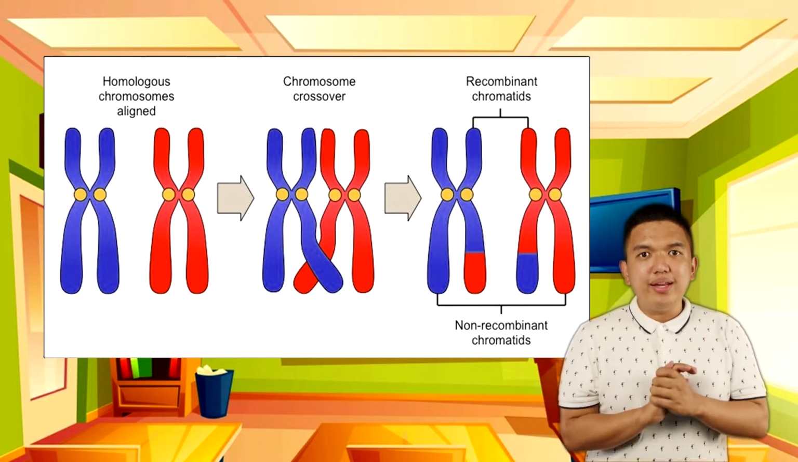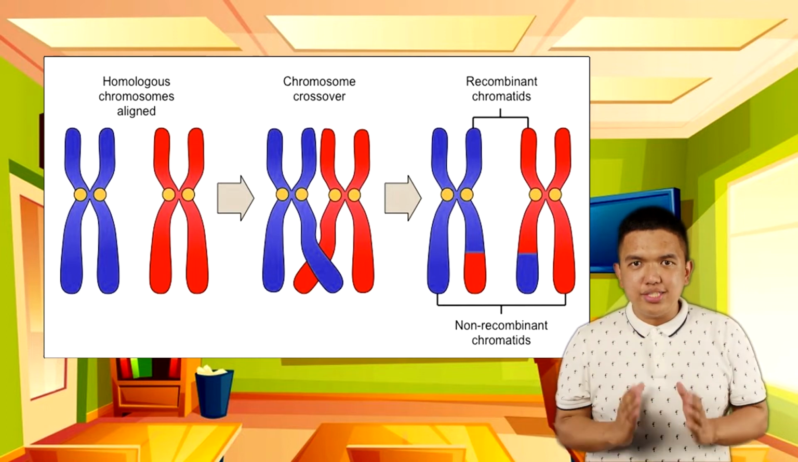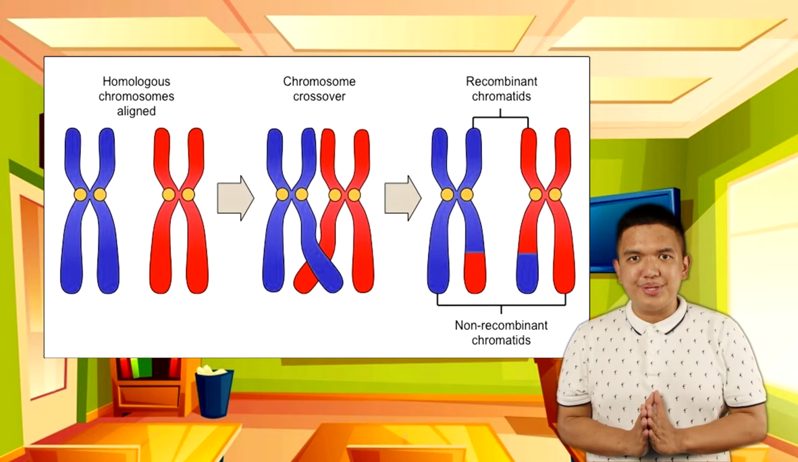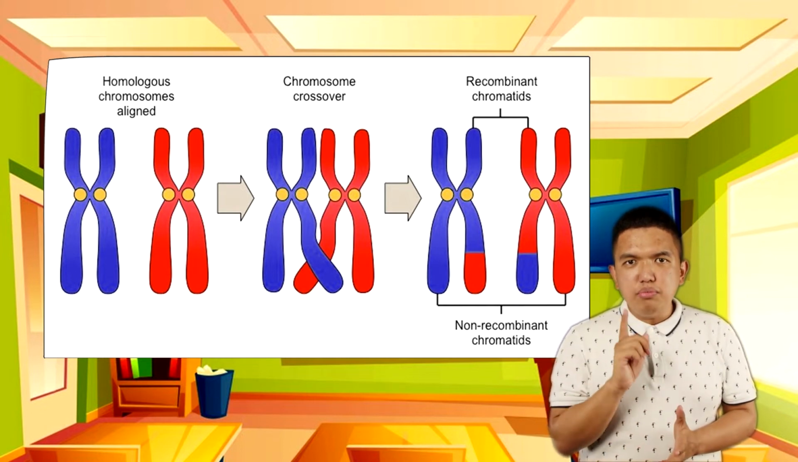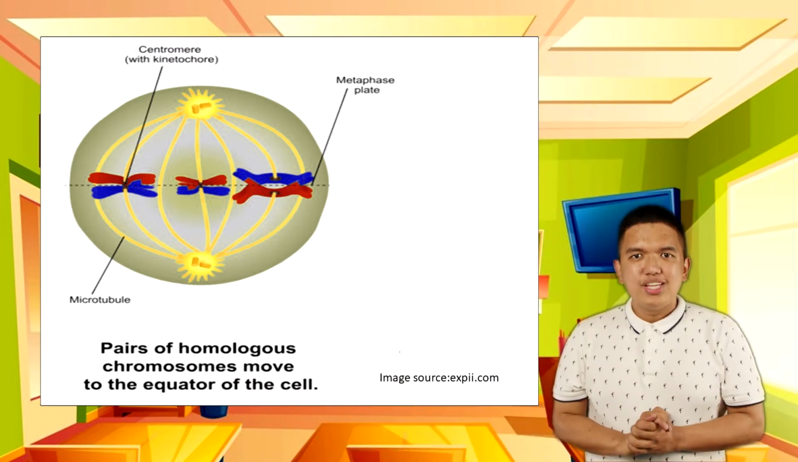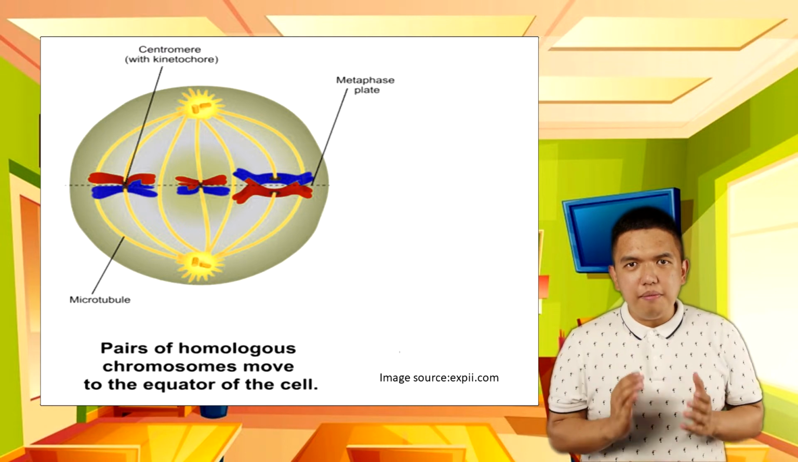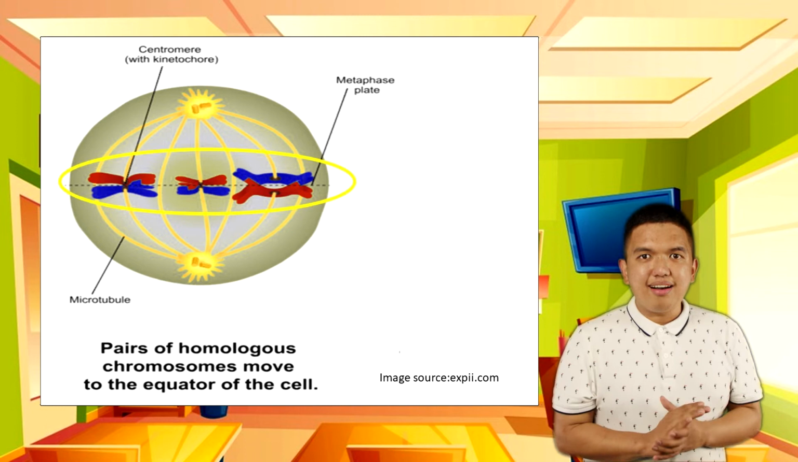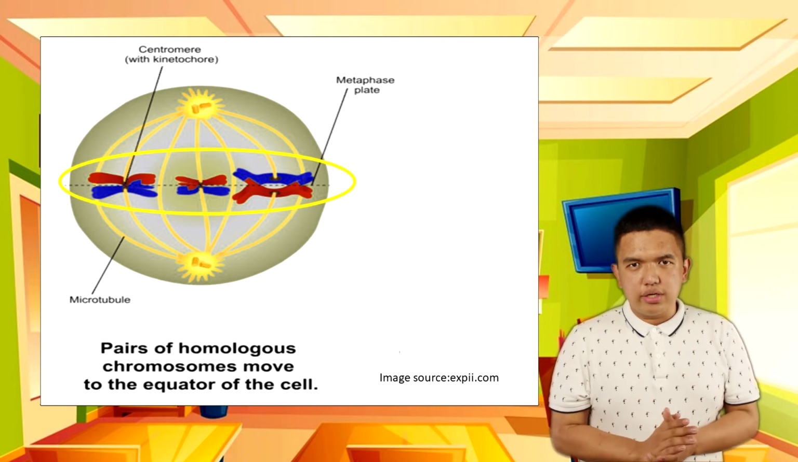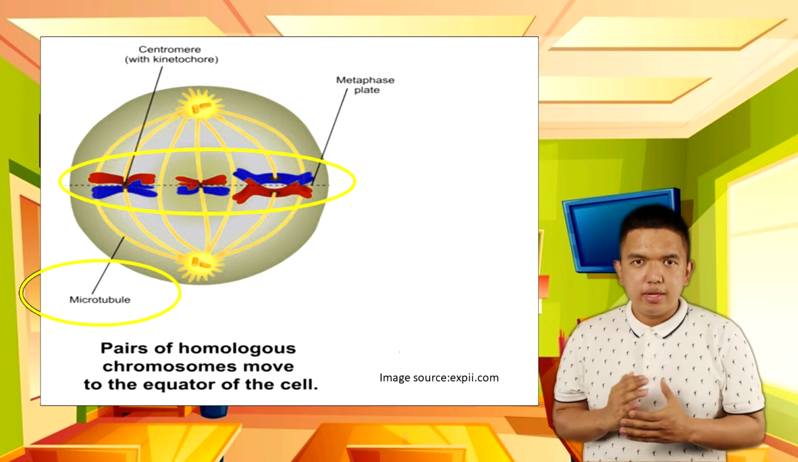This process will result in variation of traits among the daughter cells due to the recombination among the genes of homologous chromosomes. After Prophase I, it will then move to Metaphase I. During this stage, the spindle fibers attach to the homologs at the kinetochore. The tetrads are aligned at the center equator due to the tension built from the spindle fibers.